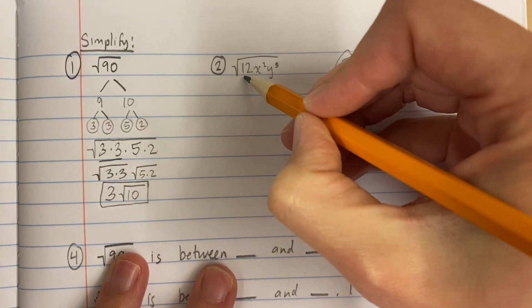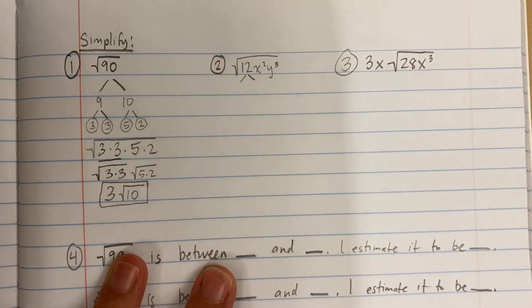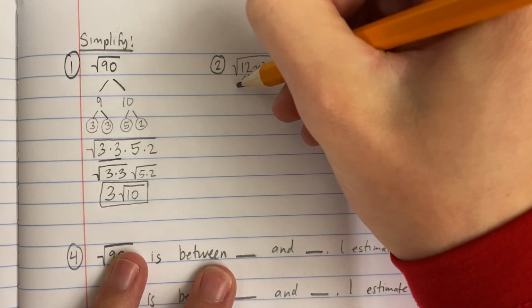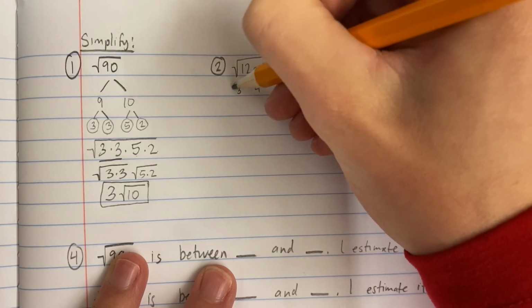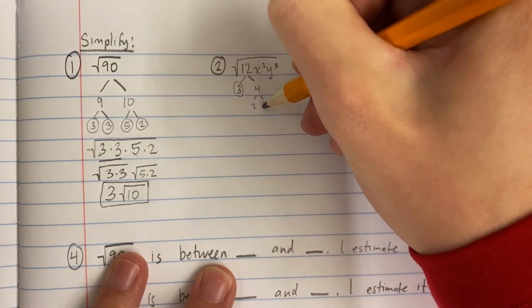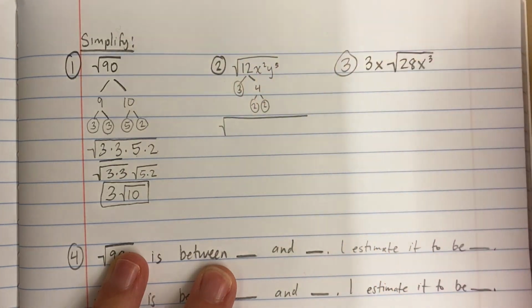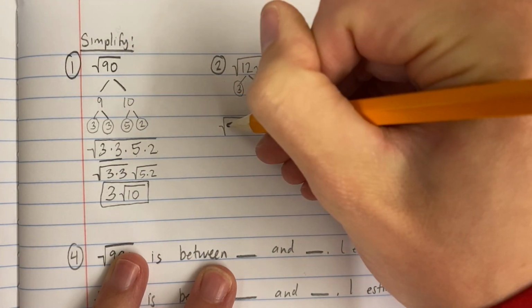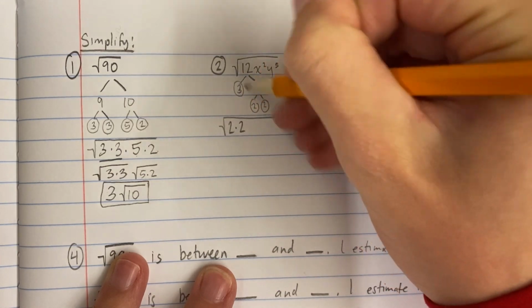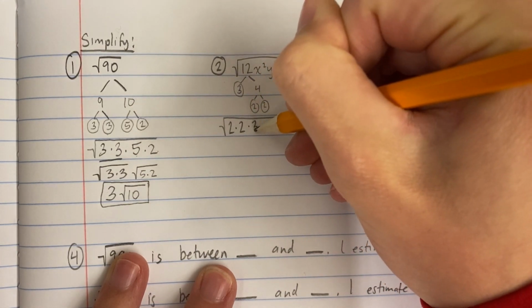Let's take a look here. It's going to start the same. I'm going to start by factoring 12. I'm going to go 3 and 4. 3 is prime. 4 is that perfect square that I'm always looking for. Now watch, I'm going to make this nice and long because I'm going to list my doubles first. Make sure they're together. And then my 3.